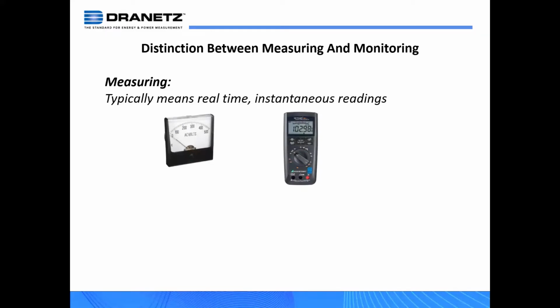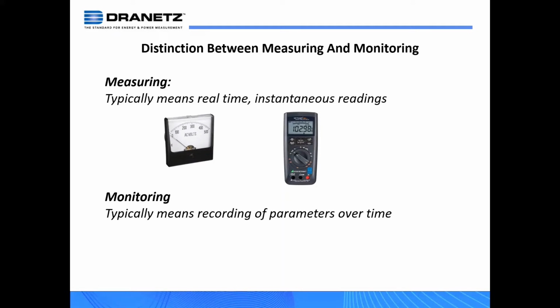And these are the products that you typically would use. As I said, your typical DVM, digital voltmeter, or if you have fixed metering, like panel meters and things of that nature, they're performing the measurement, which means that they don't have the ability to store data, if you will. And that's a big part of what monitoring does. And monitoring simply means the recording of parameters over time.